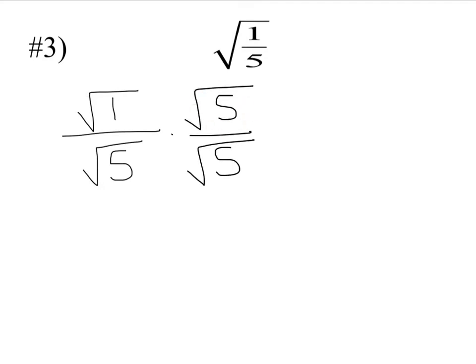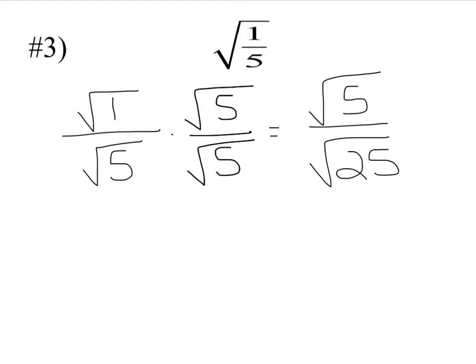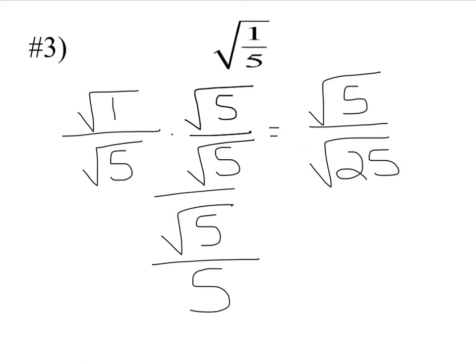Because the square root of 5 over the square root of 5 is just 1, so again, all I'm doing is multiplying by 1. So we're going to say the square root of 1 times the square root of 5 is the square root of 5. And then the square root of 5 times the square root of 5 is the square root of 25. We can't do anything with the square root of 5 in our numerator, but the square root of 25 is just 5. So our answer is the square root of 5 over 5.